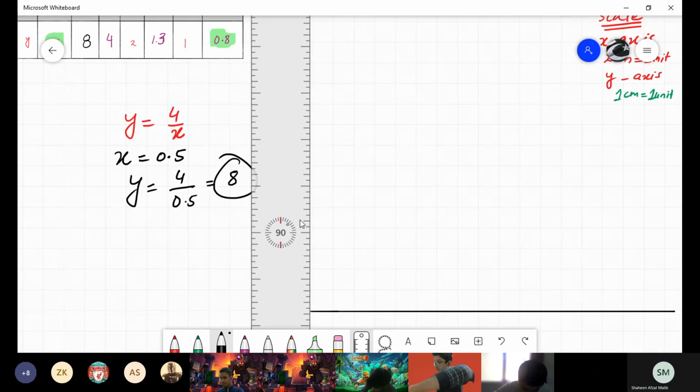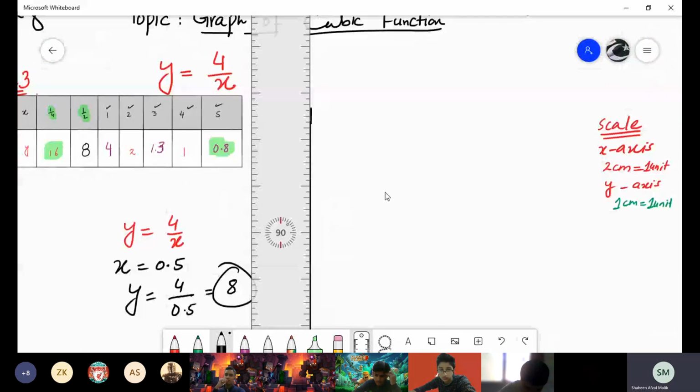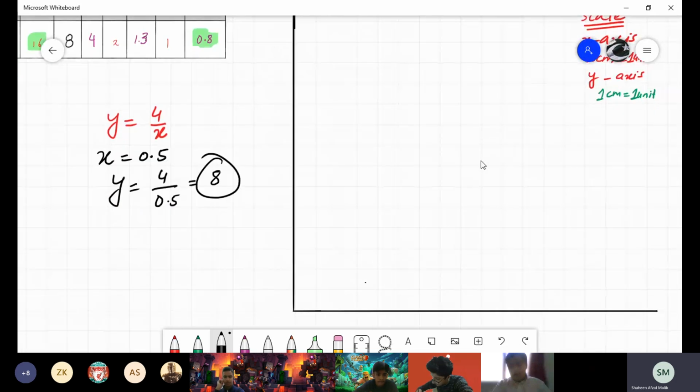So how many lines do we need? 17. So we need 17 lines. 1, 2, 3, 4, 5, 6, 7, 8, 9, 10, 11, 12, 13, 14, 15, 16, 17. So I'm going up to 17. Yes, so this is your y-axis. Then this is your x-axis. You can draw the graph like this.